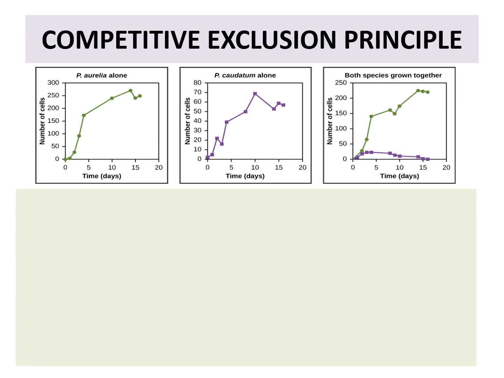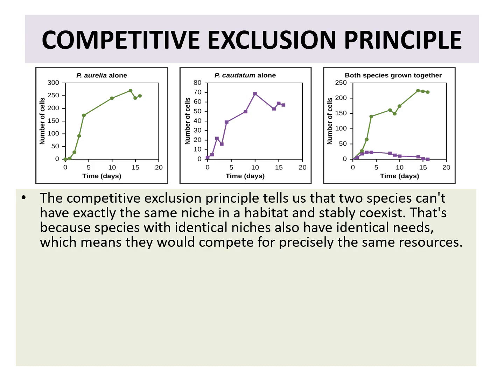Very important. See here in this example, it is Paramecium aurelia. If it is kept alone, it will grow with time. Similarly, Paramecium caudatum, when grown alone, will grow with time. But when both these species are grown together, see here, only one species will survive. That is, Paramecium aurelia will survive and Paramecium caudatum will die.